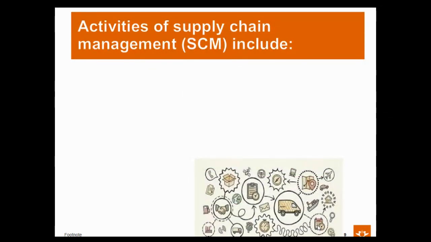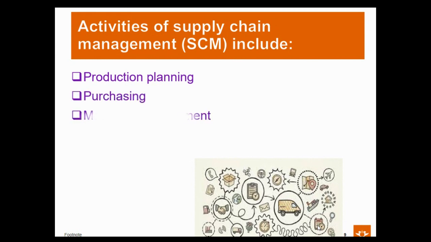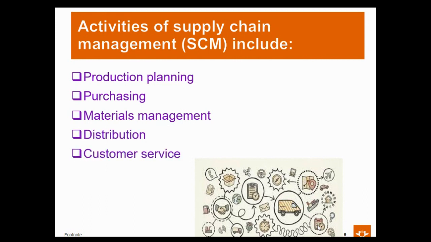Okay, so the activities. What are the activities that should be considered in the management of the supply chain? They include production planning, purchasing, material management, distribution, customer service, and forecasting. All of these functions are part of the things that are considered in supply chain management, and supply chain management assists with these activities.